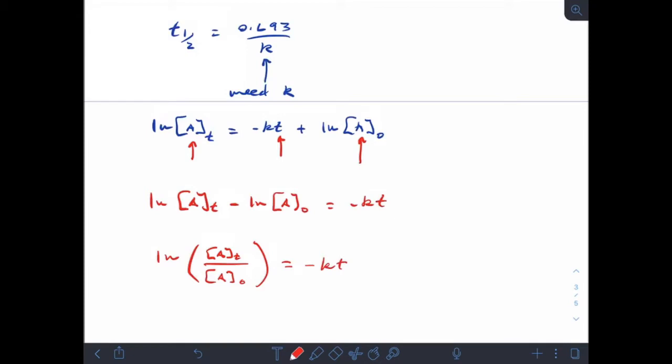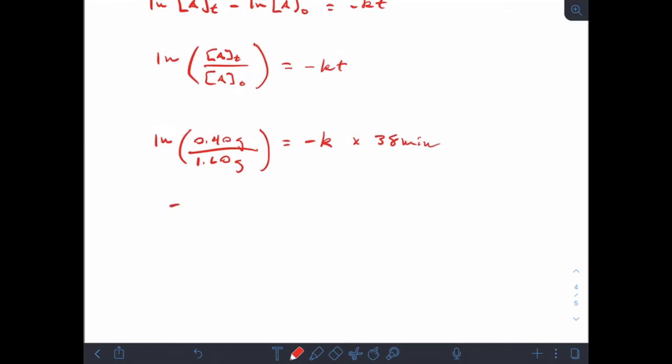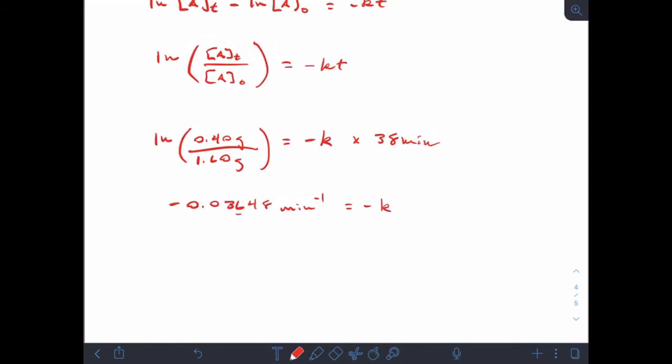Okay, so at this point, I can go ahead and plug in values for these variables. So I have natural log of 0.4 grams, that's A at time t at 38 minutes, divided by 1.6 grams, which is our initial concentration, equals negative K times 38 minutes. Okay. So when I do this math, I should come out with a value of negative 0.03648 inverse minutes equals negative K. So K equals 0.03648 inverse minutes.